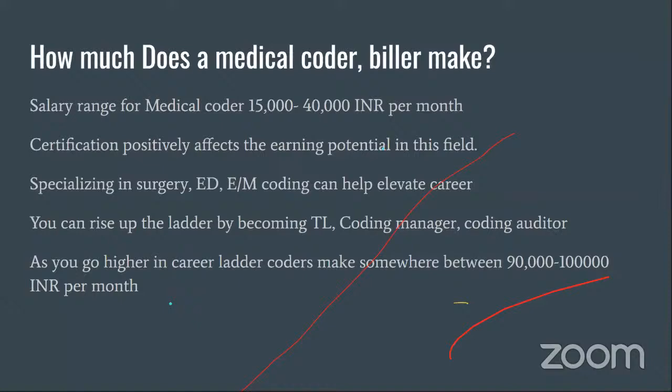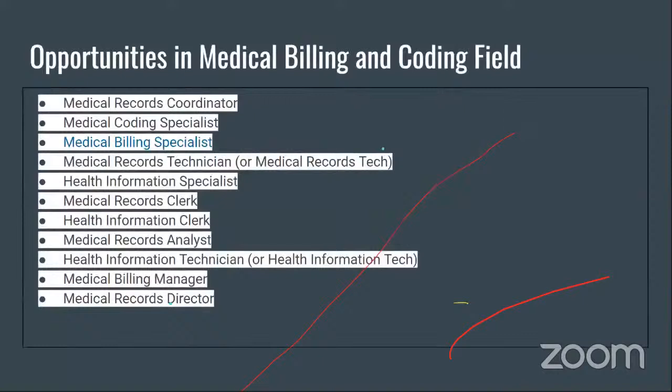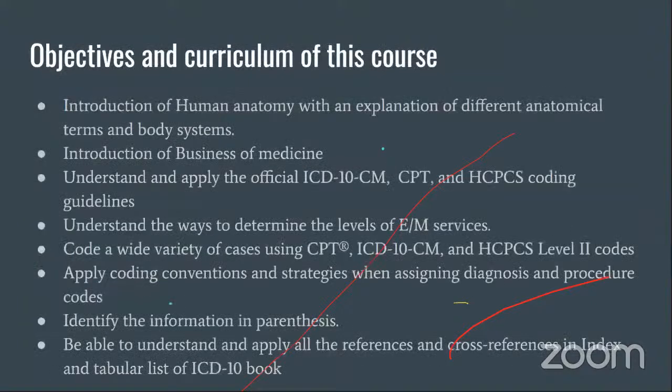So yeah, that is about the earning potential. Now, some more opportunities in the medical billing coding field are medical records coordinator, medical coding specialist, medical billing specialist, medical records technician, health information specialist, medical records clerk, health information clerk, then medical record analyst, health information technician, medical billing manager, record director, and so on and so forth. This is something of course I took from the internet. A lot of opportunities here. Now, I hope I have really generated some interest in many of your minds.